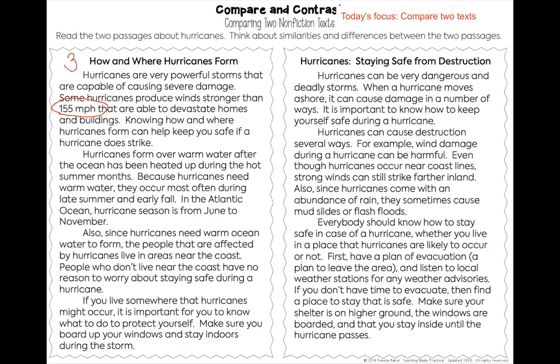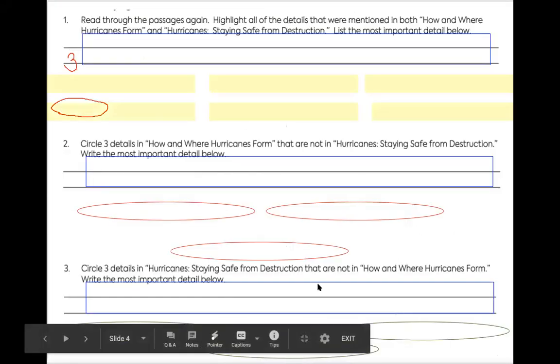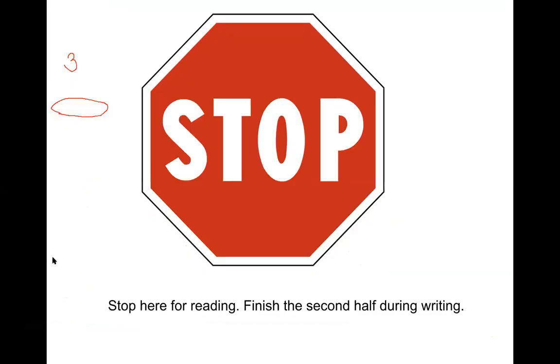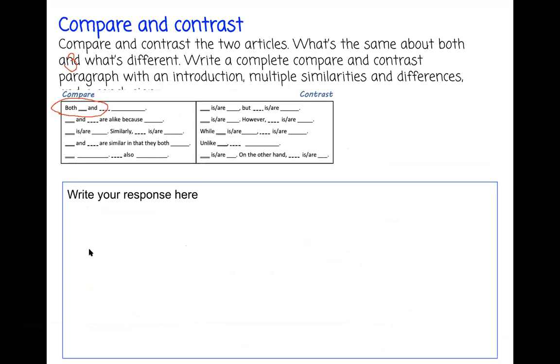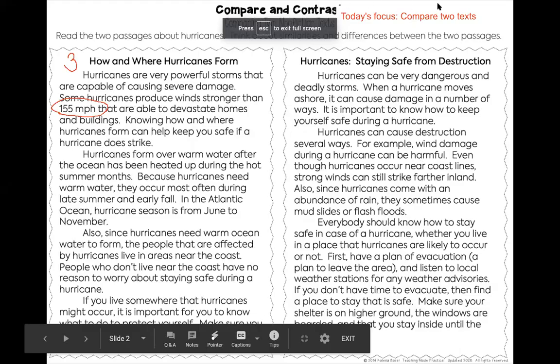And then you'll go to your next article on the right, how to stay safe from destruction, and you have 3 green circles. These green circles, again, are specific to just that article. So if we go back here, oops, sorry guys, sometimes this doesn't work very well. If we go back, I'm going to go all the way back to the beginning. Here we go. This side on the right, you'll have your green for what is just specific to that article.